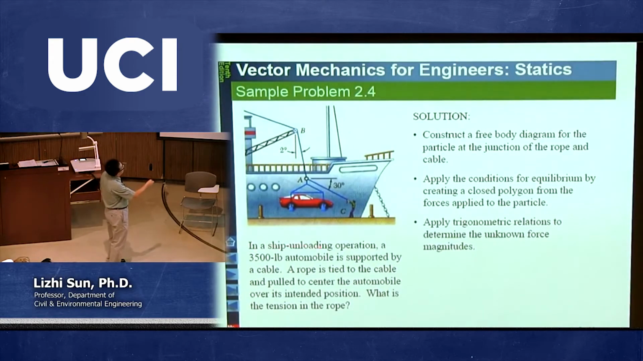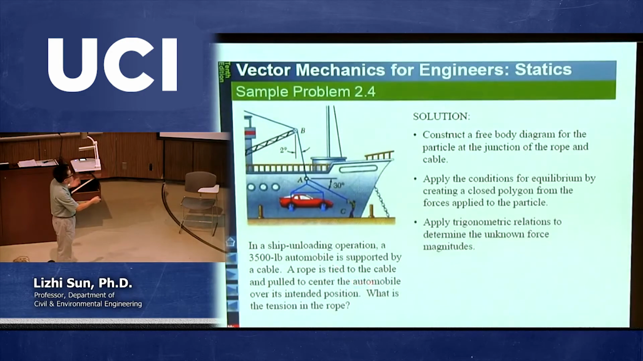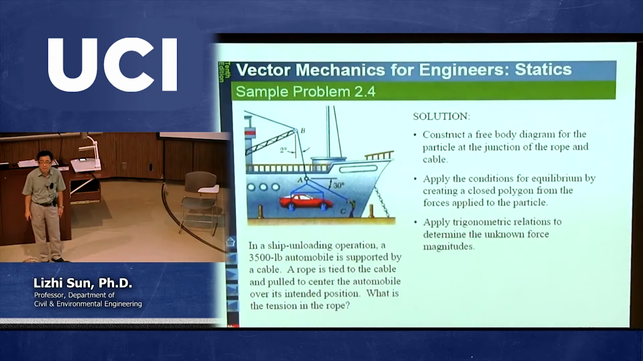So in a ship unloading operation, a 3,500 pounds car is supported by a cable. In addition, the rope is tied to the cable and pulled to center to make it stable. That means in equilibrium, the center of the car is over its intended position. And what is the tension in the rope? In other words, how much force does this person need to provide?